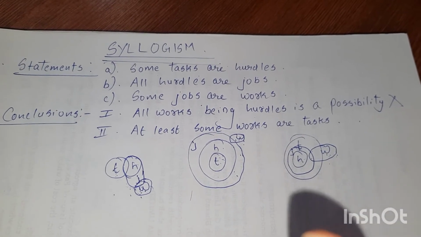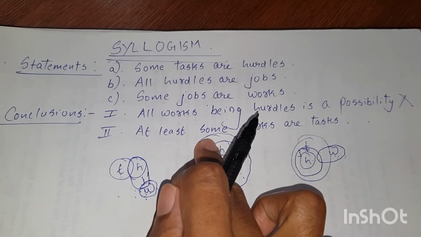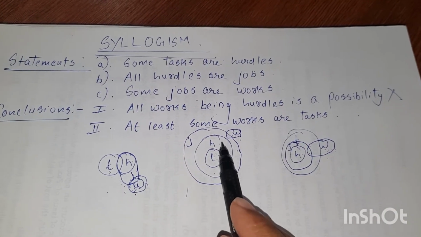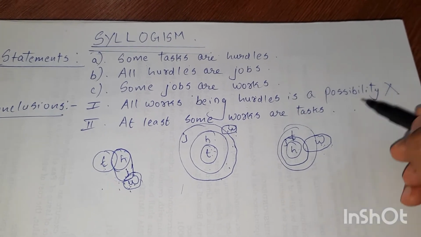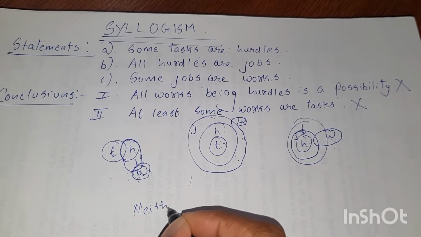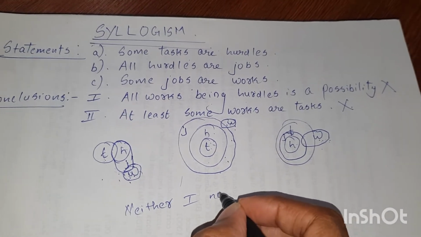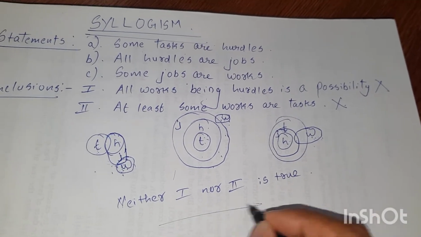So the conclusion is possible only if it satisfies all three diagrams, but the second conclusion is not possible for these two figures. So this is also not true. So the answer will be neither 1 nor 2 is true. Both are false. Neither 1 nor 2 is true is the answer.